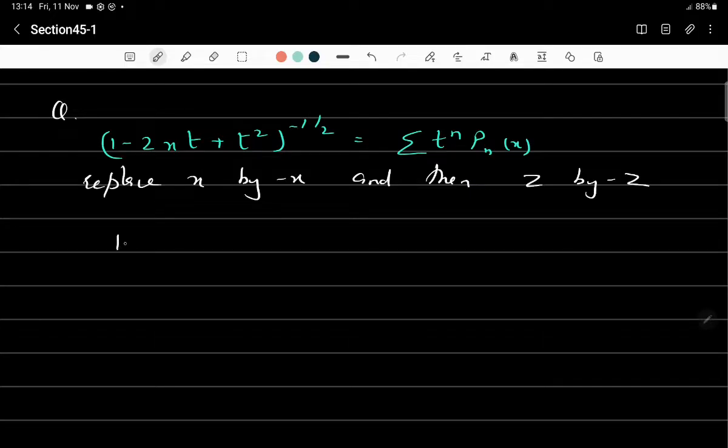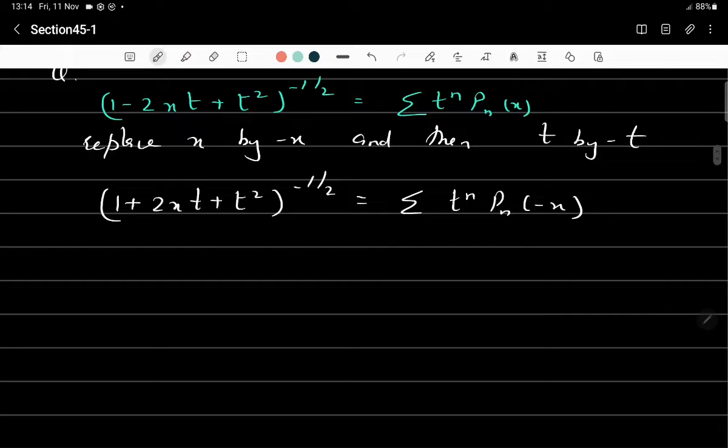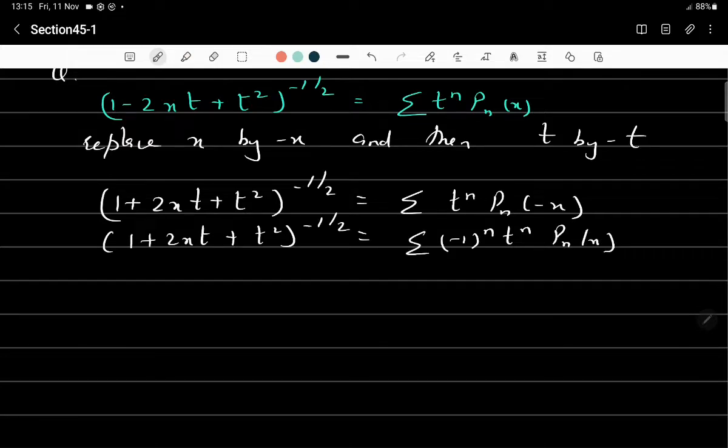So if you replace x by minus x, then your right hand side is (1 plus 2xt plus t square) raised to minus half, and t^n P_n(-x). So instead of x, it is t by minus t. And when you replace t by minus t, again the left hand side is (1 plus 2xt plus t square) raised to minus half, and this side is (-t) raised to the power n, which is (-1) raised to the power n t raised to the power n and P_n(x).